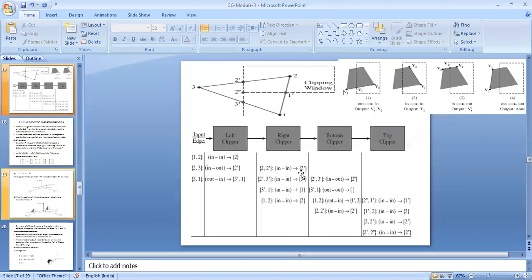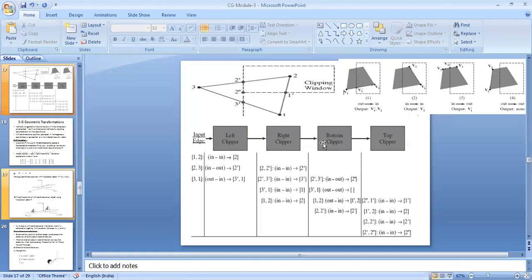So in the form of edges, that means 2' 3' is one edge, 3' 1 is another edge, 1 2 is another edge, and in cyclic form, 2 2' is another edge, right?